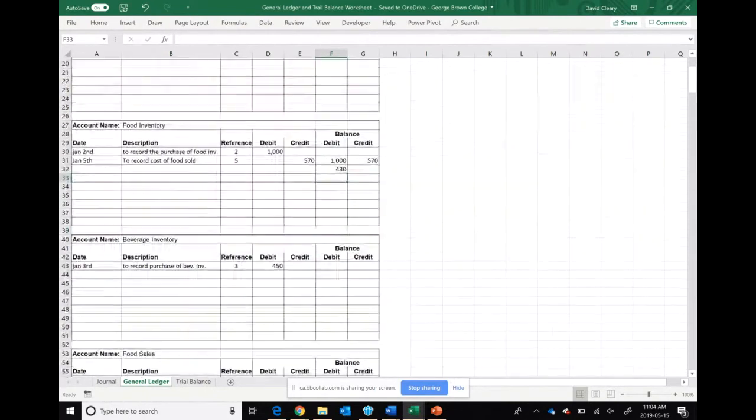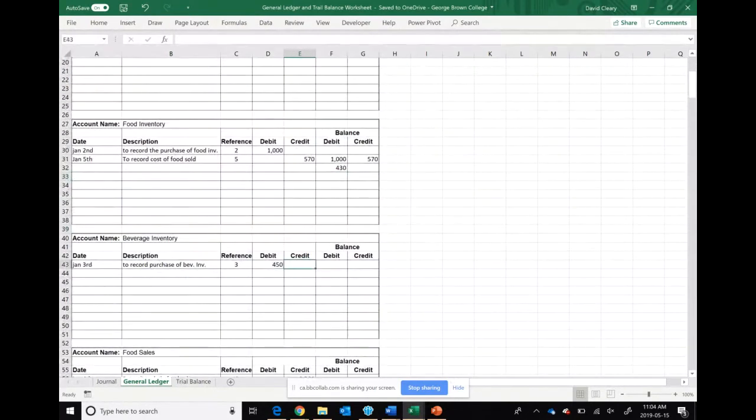As we move down here, we've got our beverage inventory because, again, there's no credit information and there's only one posting to the debit side. That automatically becomes the balance because 450 minus 0 is 450.